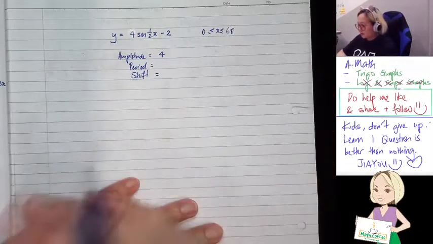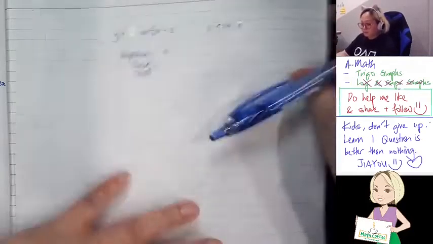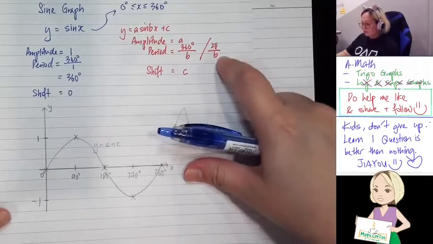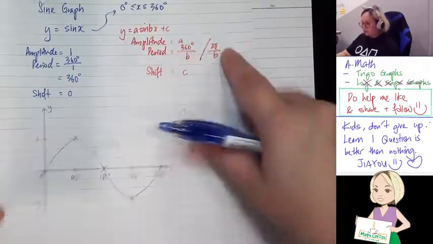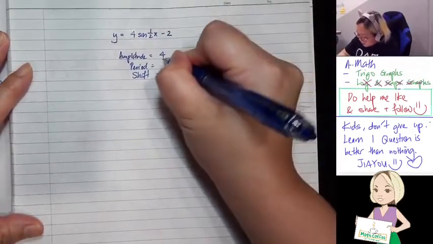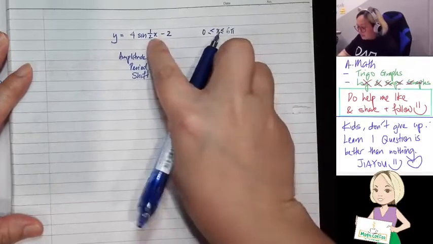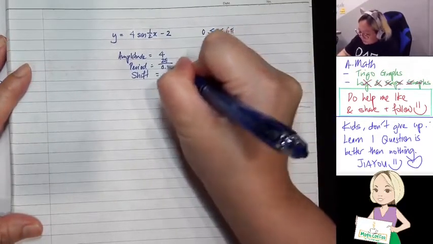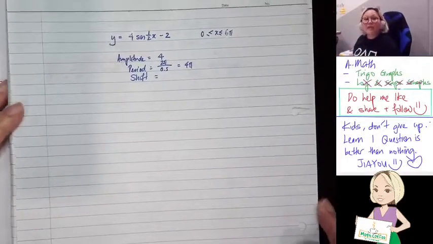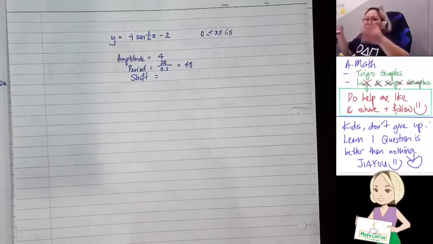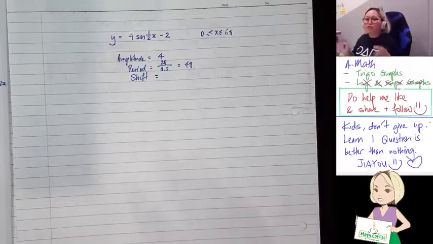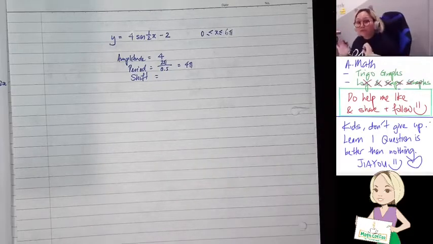Yes, 4 pi. Remember our period is 2 pi divided by b, or 360 divided by b. In this case, we want to draw in radians. So I'm going to take 2 pi divided by half, in other words divide by 0.5, and you will get 4 pi. So I will see one cycle in 4 pi. They want me to draw up to 6 pi, which means I need to draw 1.5 cycles.